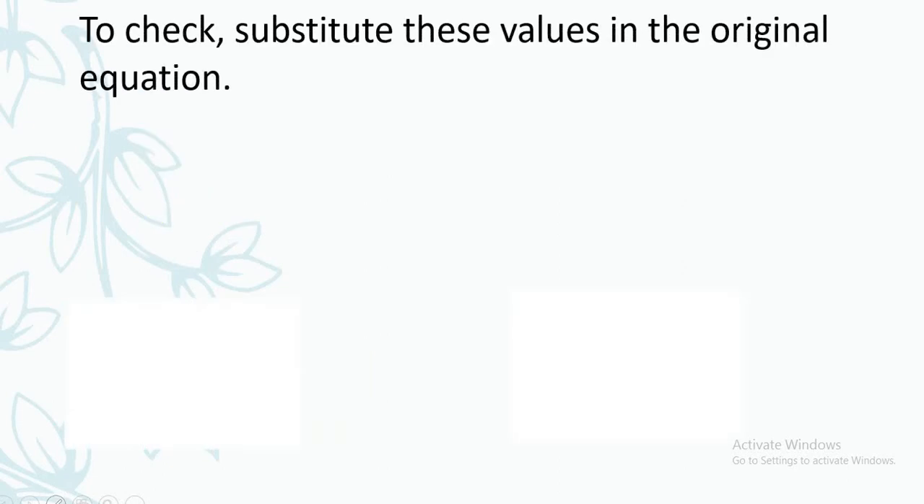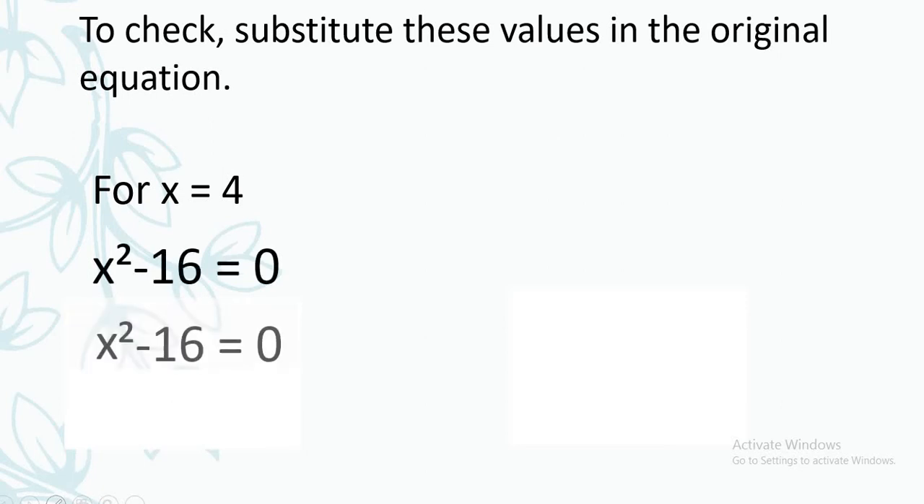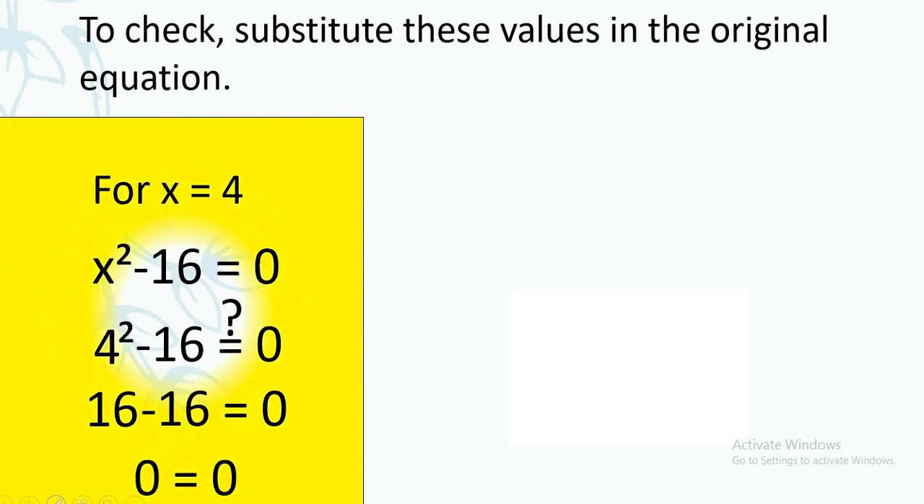To check, substitute these values in the original equation. Let's use the first root, which is positive 4. In the original equation, x squared minus 16 is equal to 0. So all you need to do is substitute the value. Remove x, replace it with 4. What is the value of 4 squared? 4 times 4 is 16. So 16 minus 16 is 0.